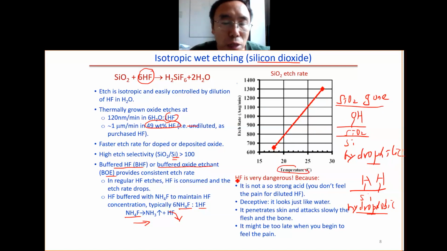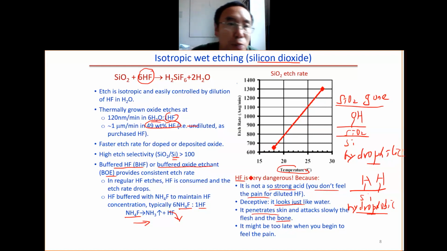Whenever you go to the clean room, usually there is special training for the HF. This chemical is very different from other chemicals. We need special training, otherwise you are not allowed to use it. This is because it's not so strong. Normally we use diluted HF, like 6:1 diluted. When it is very much diluted, you don't feel it. You do not feel the pain for the diluted HF, and it looks like water. You cannot see it, and it penetrates the skin and attacks the bone. And when you feel it, the bone is already attacked.